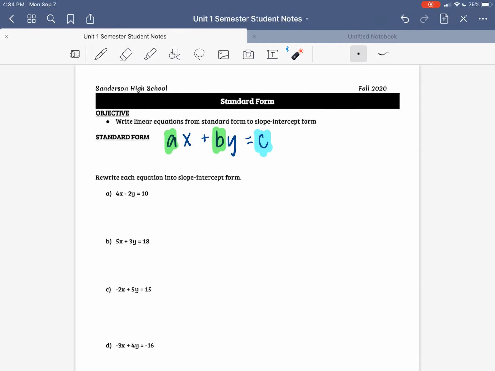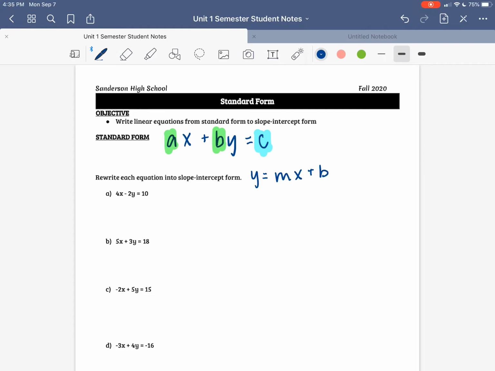Standard form equations can be super helpful if you're doing word problems or things like that, but for our purposes, while we're graphing, slope-intercept form tends to be more useful when you're trying to actually graph. So what we're going to do with standard form equations is convert them into slope-intercept form. So remember, slope-intercept form looks like this. We've got y equals mx plus b.